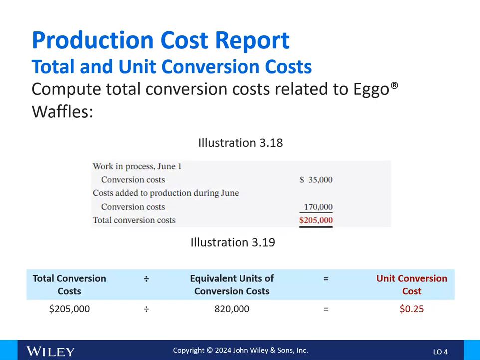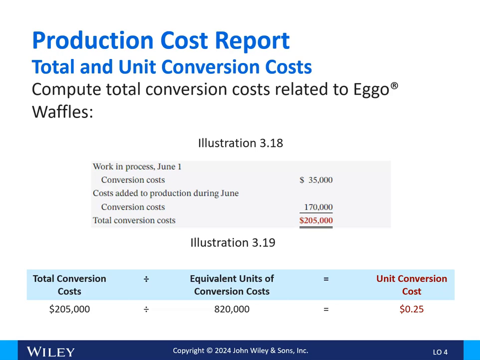When we look at total conversion costs for this period, we started with 35,000 in conversion costs in work in process. We added 170,000 to production in June, 170,000 in conversion costs, so we had $205,000 of total conversion costs. We divide that by the equivalent units for conversion costs that we calculated. That's the 820,000 units. And we get a unit conversion cost of 25 cents.